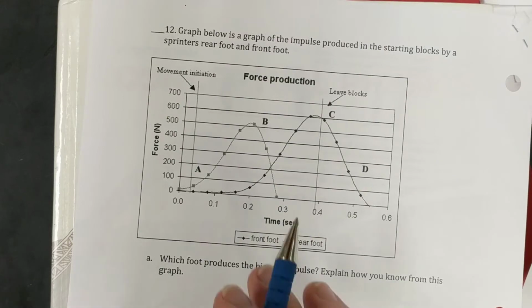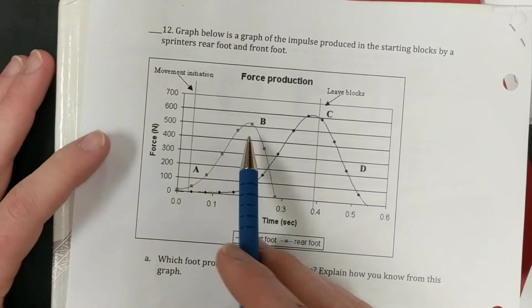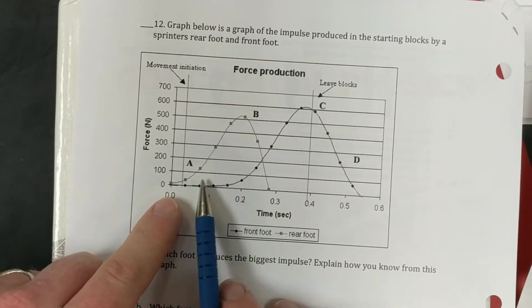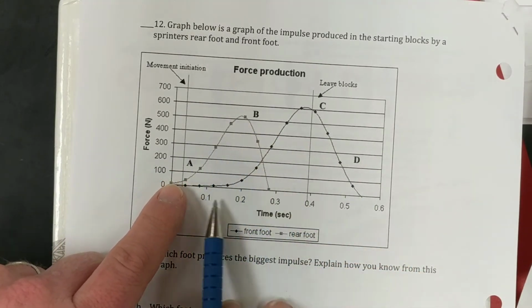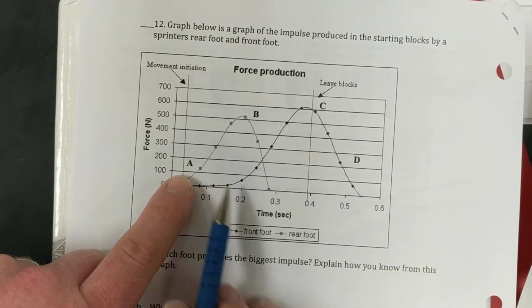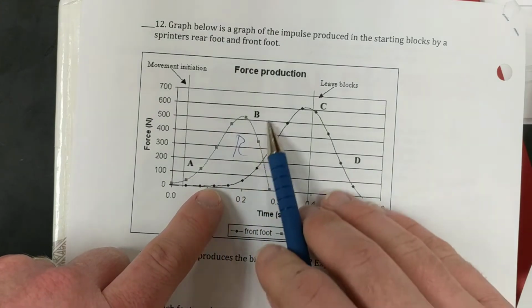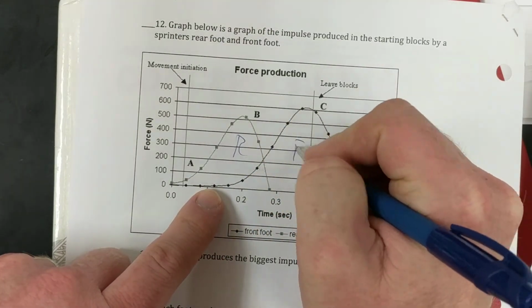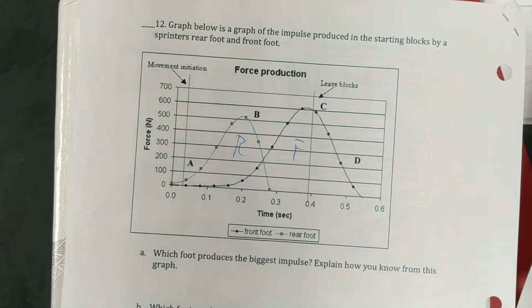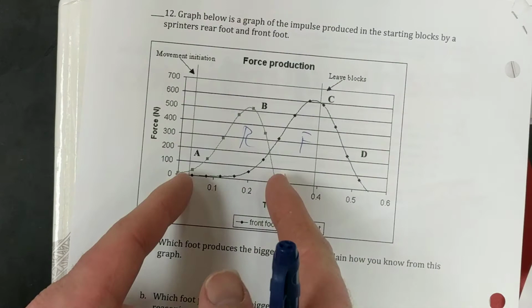All right, number 12 is a graph of a sprinter pushing off the blocks. The first little hump on the graph is his rear foot, so we'll put a big R there. Rear foot, and the larger hump, the next hump, is his front foot. All right, and it looks like the rear foot takes more time, goes to a higher force, less time, lower force.